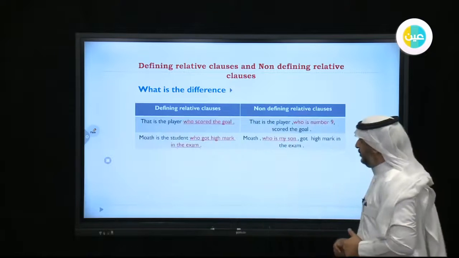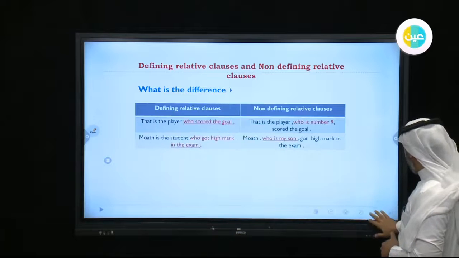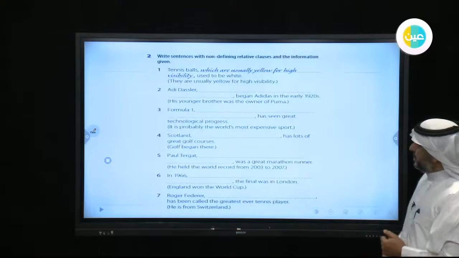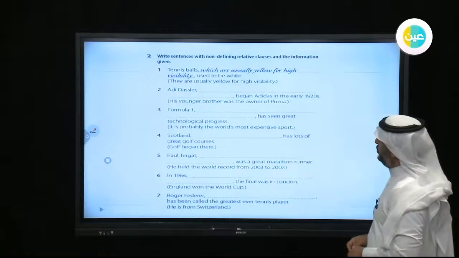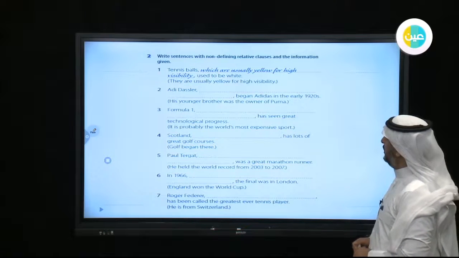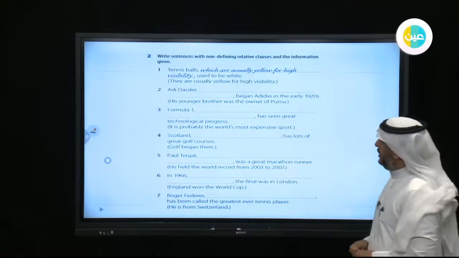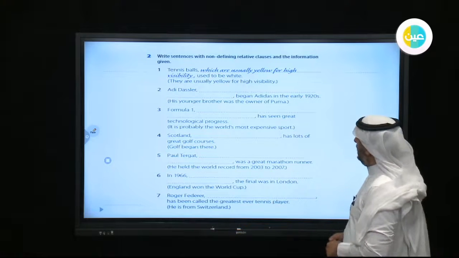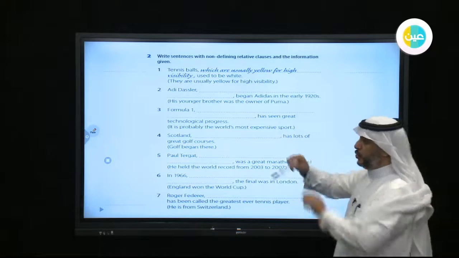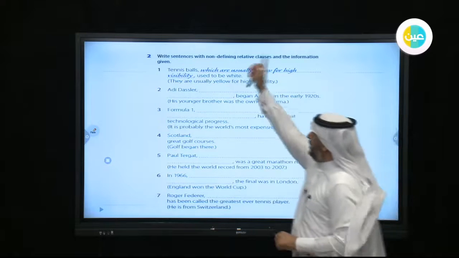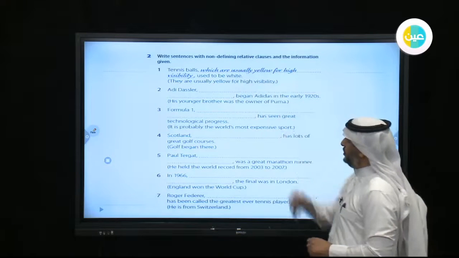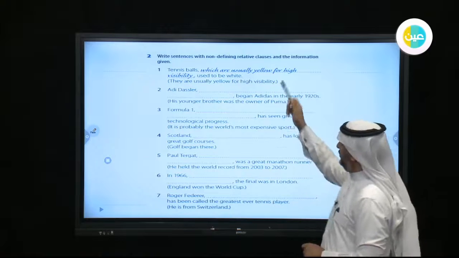وفرق بين الجملتين وننتقل للشريحة الثانية. Exercise 2. Write sentences with non-defining relative clauses and the information given. We want to complete the sentence using non-defining relative clause. Look at number 1, which is solved.